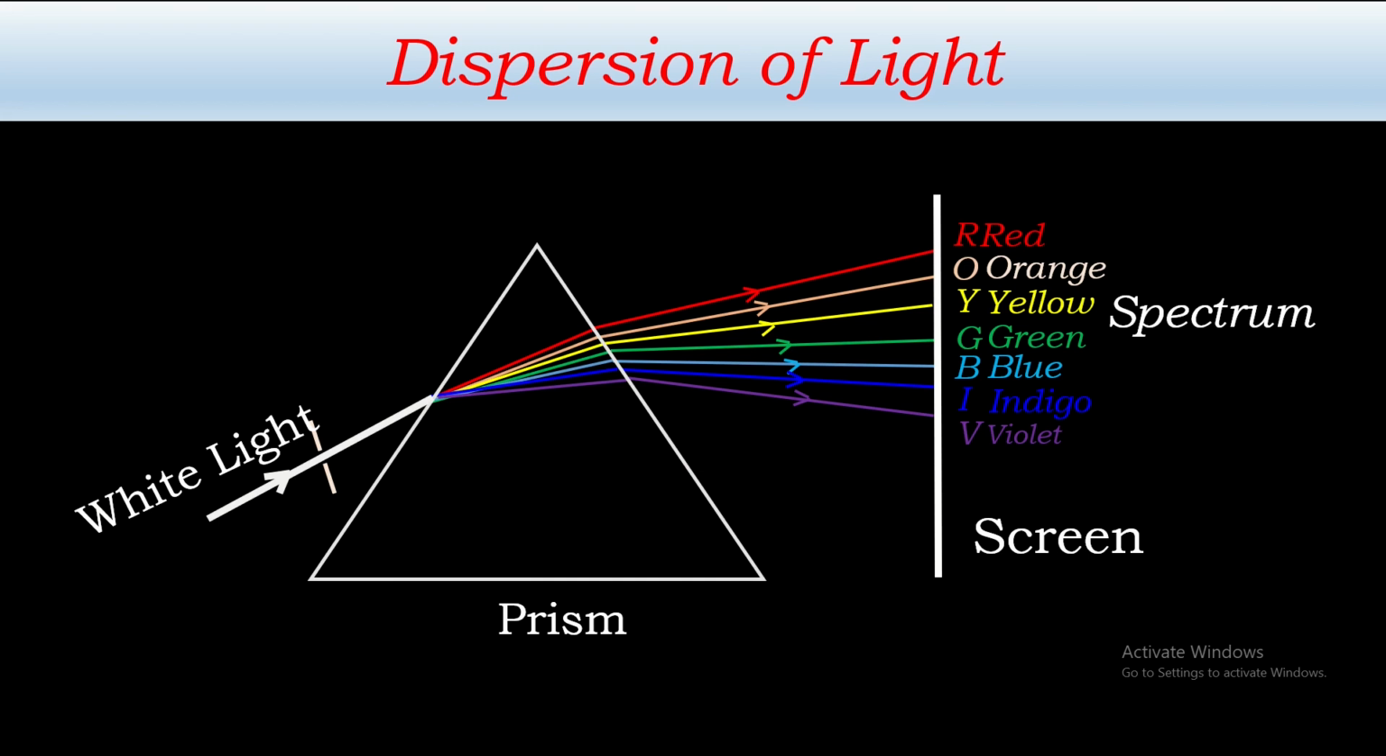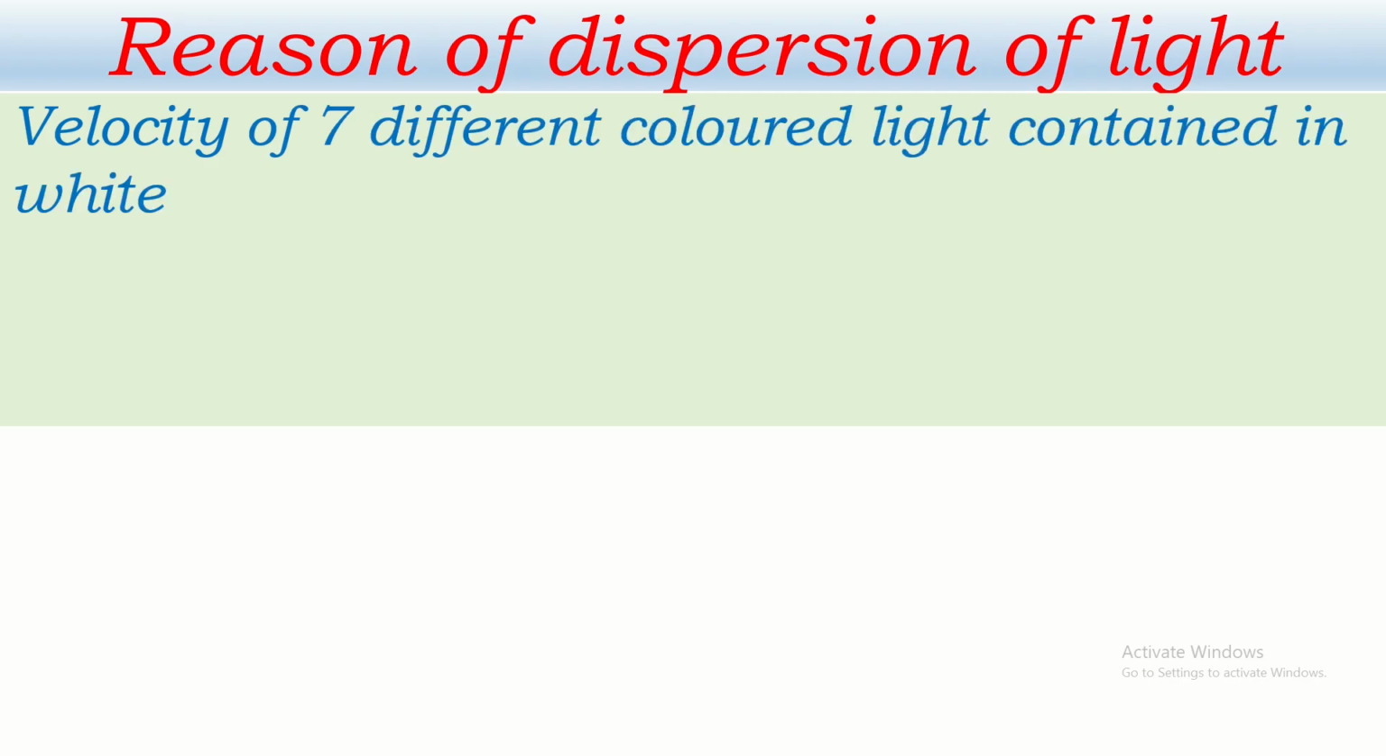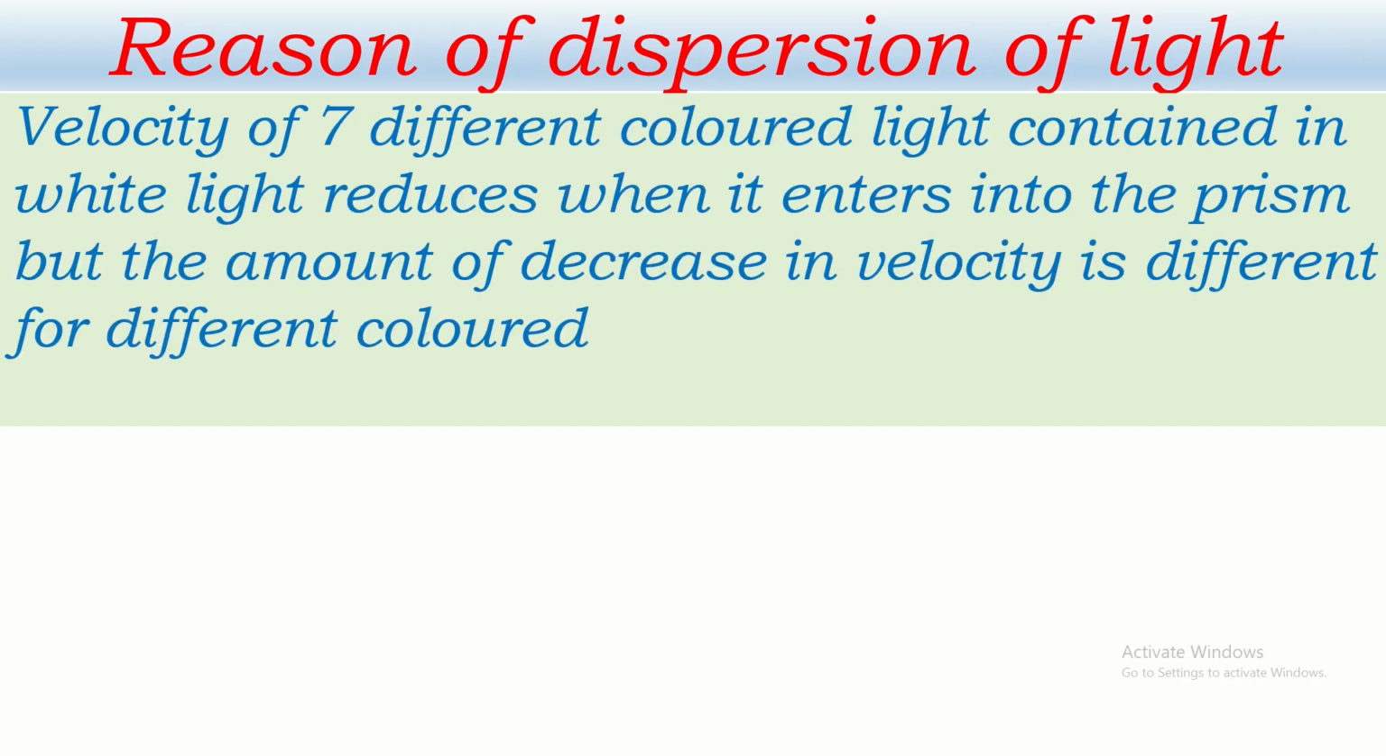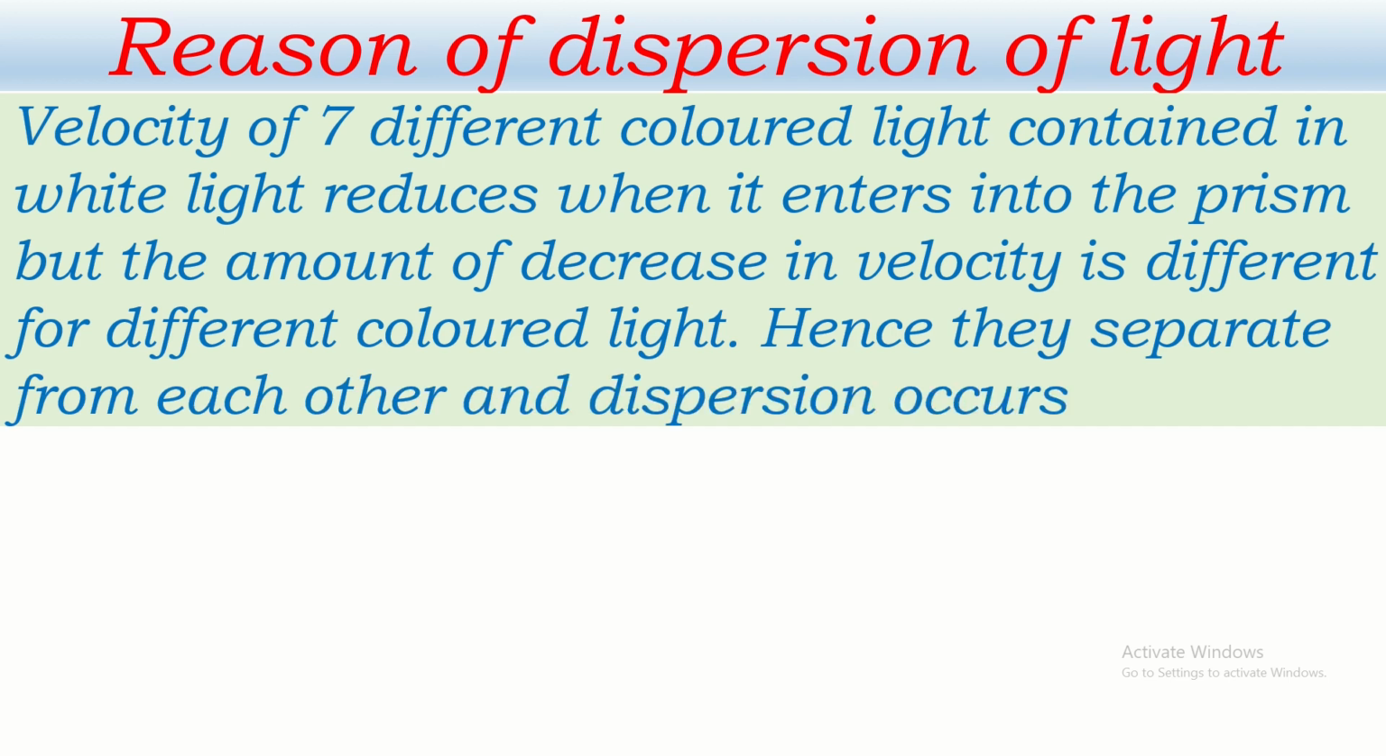Now the question comes, why does dispersion take place when light enters into the prism? And this is the dispersion. What is the reason behind this dispersion? We can say this way: the velocity of the 7 different colored lights in white light reduces when it enters into the prism, but the amount of decrease in velocity is different for different colored light. Hence they separate from each other and dispersion occurs.